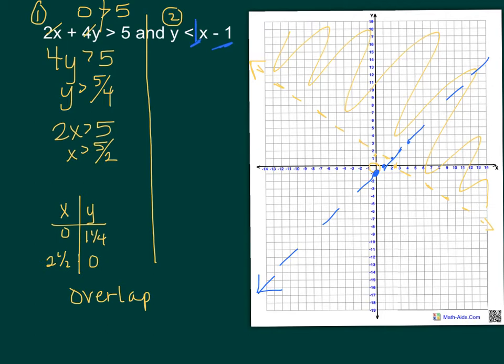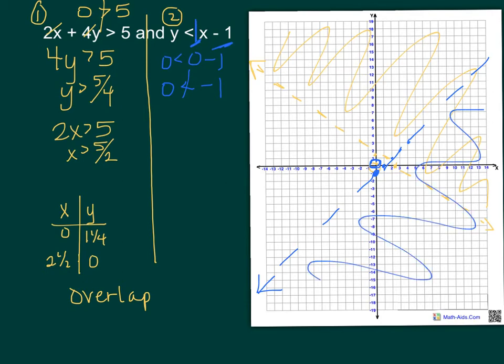Once again, I need to test the point 0, 0. So the point 0, 0, according to the blue line, is on the left side. So I'm going to come into my equation, I'm going to plug a 0 in for y, I'm going to plug a 0 in for x, and I'm going to get 0 is less than -1. 0 is not smaller than -1. It is not less than -1, which means everything on the side of 0, 0 of my blue line failed. Everything on the other side happens to be a solution.